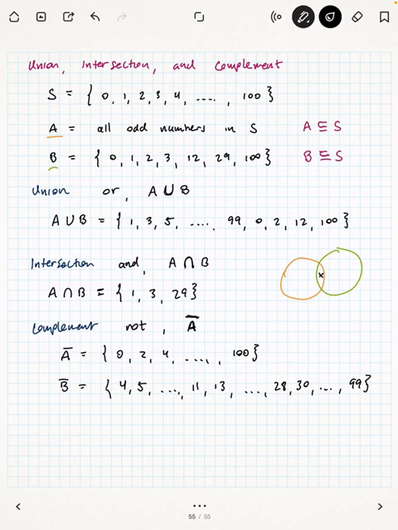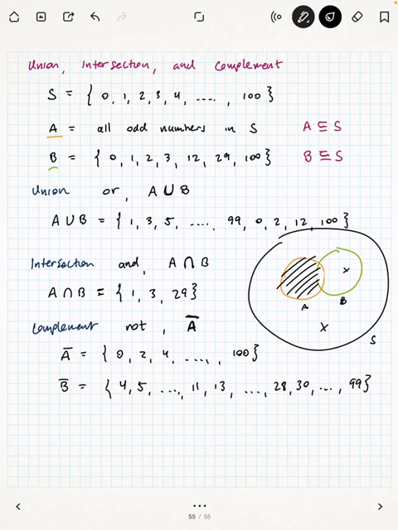So complement you can think about as, instead of thinking about A and B, so remember this is A and this is B, you're thinking about A and B as living inside of S. And so the complement of A would be everything that's not in A. So excluding this. And similarly for the complement of B.